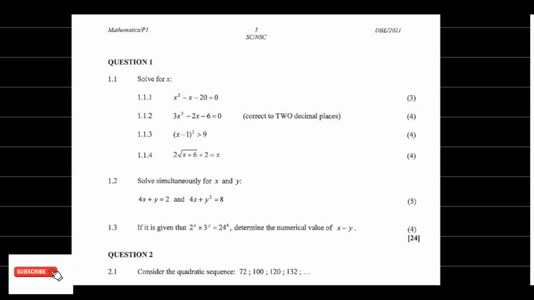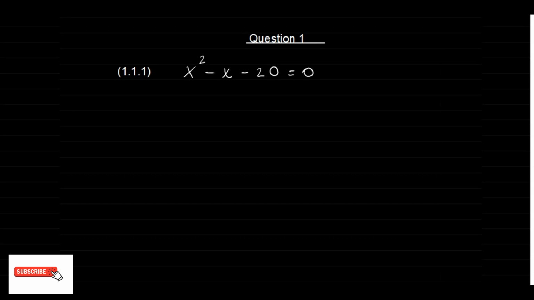Question 1, right? So for the whole of question 1, we are basically going to either be solving for x and solving for y. Okay, so question 1.1.1, we are given x squared minus x minus 20, which is equal to 0, and obviously we're solving for x. Okay, so it's x squared minus x minus 20, which is equal to 0.